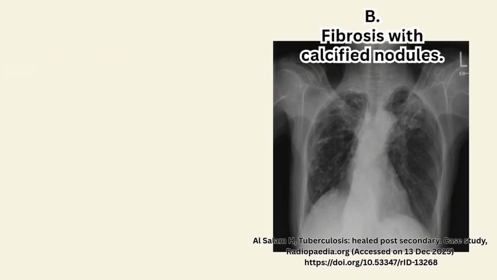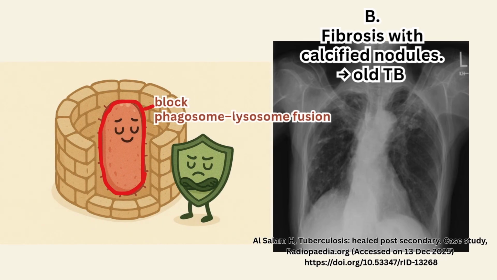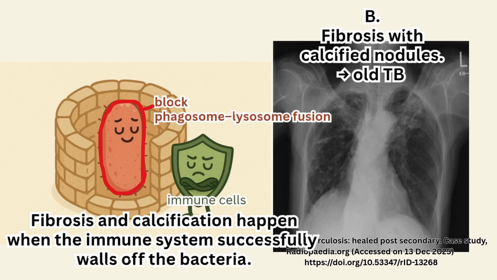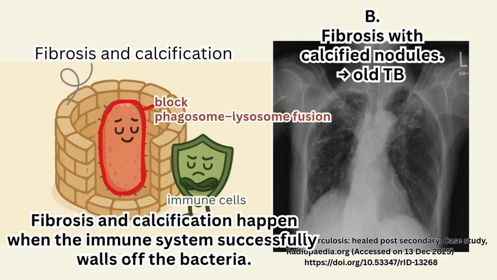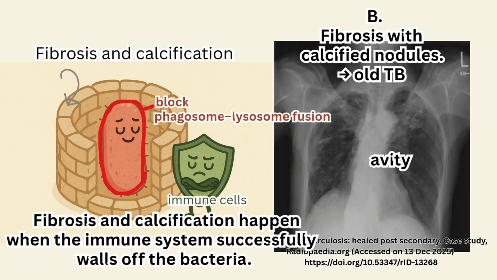These are signs of old TB. Fibrosis and calcification happen when the immune system successfully walls off the bacteria. This represents LTBI or healed TB, not active disease. There is no cavity because the infection is controlled.